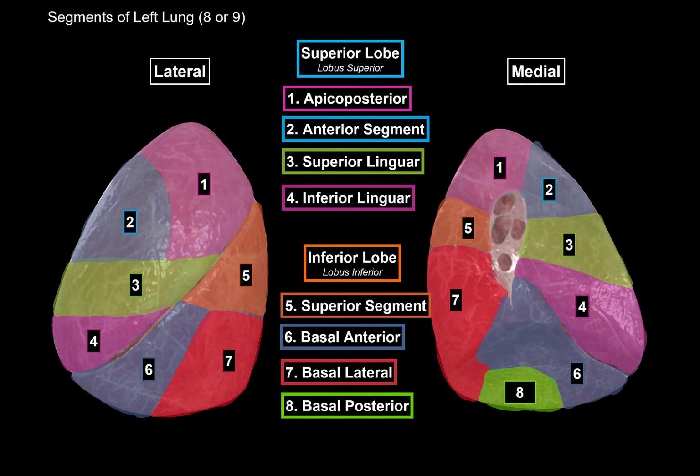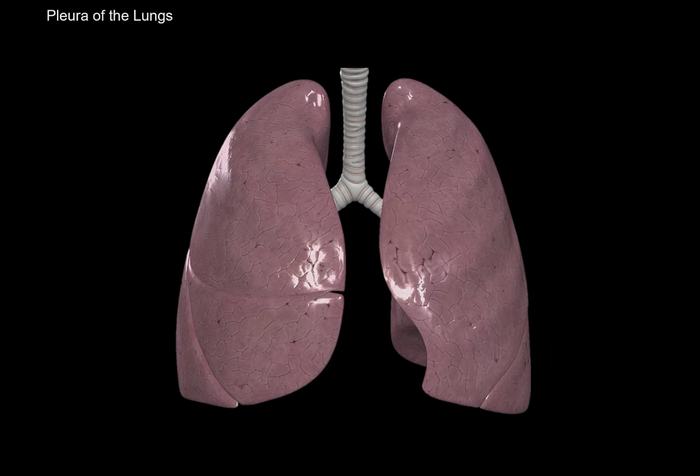In some people, the basal anterior is divided into the basal anterior and the basal medial segments, adding a total of 9 segments. So that was it for the anatomy of the lungs. Now let's do the pleura. The pleura is the coverings of the lungs, and we have 2 different types of pleuras around the lungs.